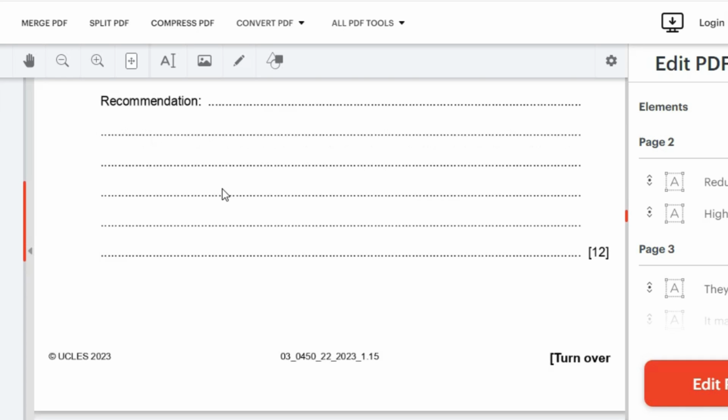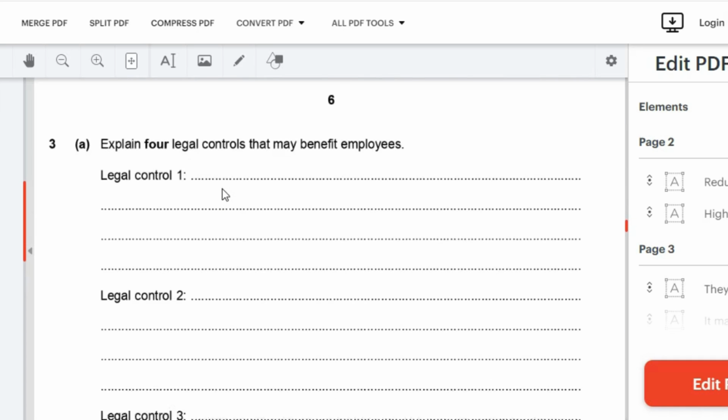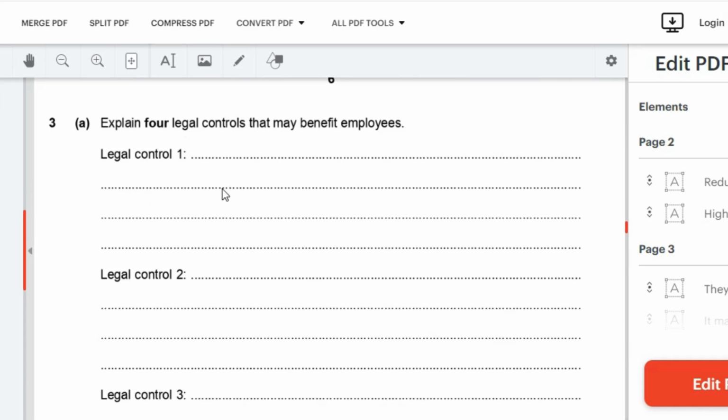Now we move to the next question here. We have question 3A. Question 3A says you should explain 4 legal controls that may benefit an employee. Now we have the space for legal control 1 to 4. Before you answer this type of question, you have to list out the legal controls before you give the explanation.